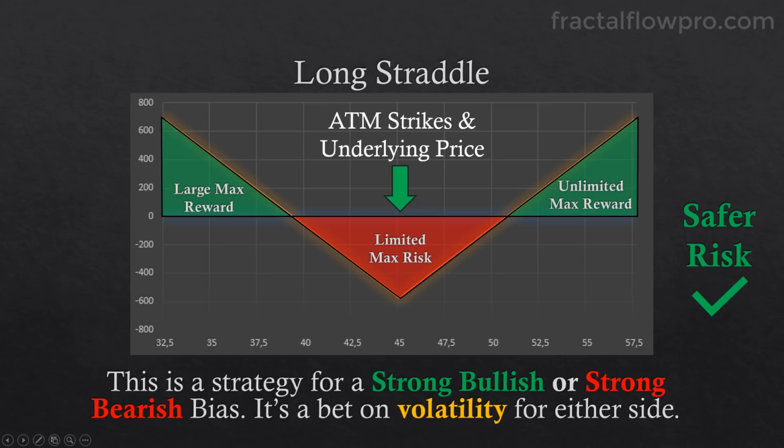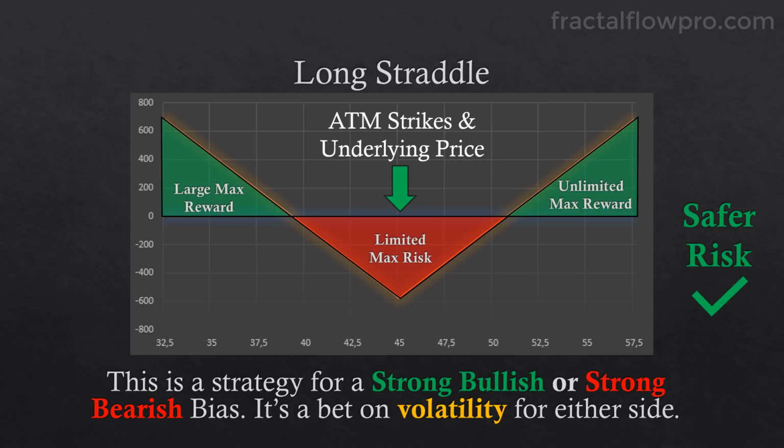Another way of thinking about this is that the long straddle is a bet on market volatility. In other words, the trader believes that the volatility in the underlying asset will be enough to push the price far away from the strike price. The interesting thing is that you don't need to have a directional bias because you can profit in either direction. You just need a lot of volatility. Because of the limited risk and the infinite potential reward, the long straddle is considered to be a safer strategy.